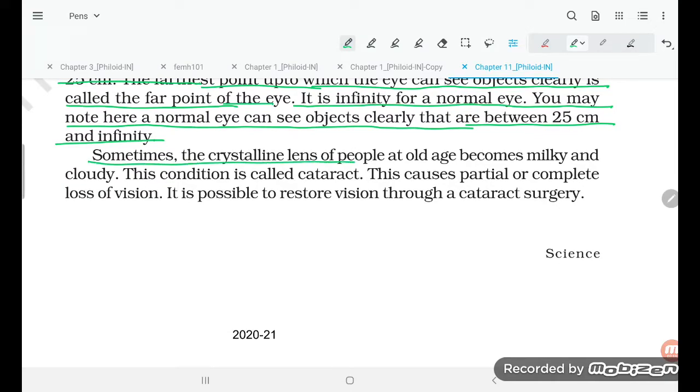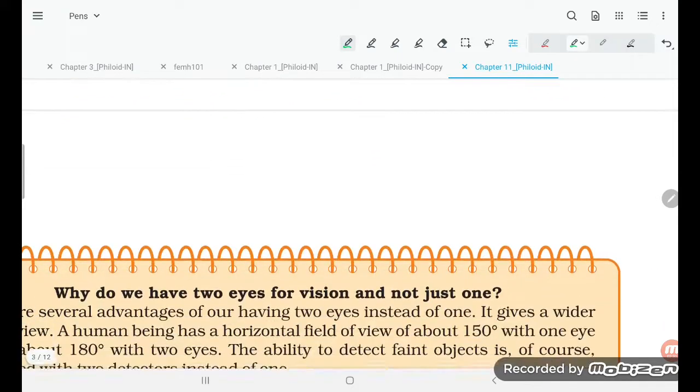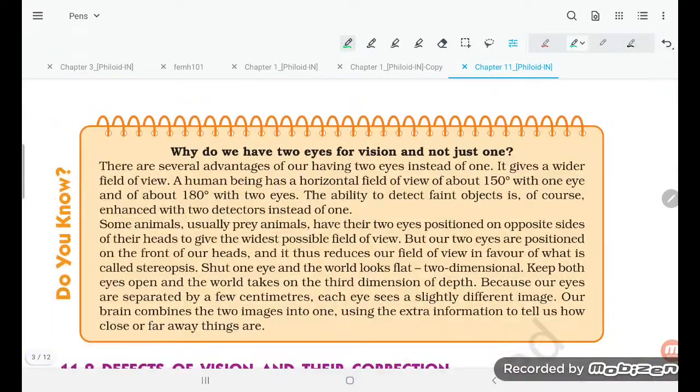Sometimes the crystalline lens of people at old age becomes milky and cloudy. This condition is called cataract. This causes partial or complete loss of vision. It is possible to restore vision through cataract surgery.